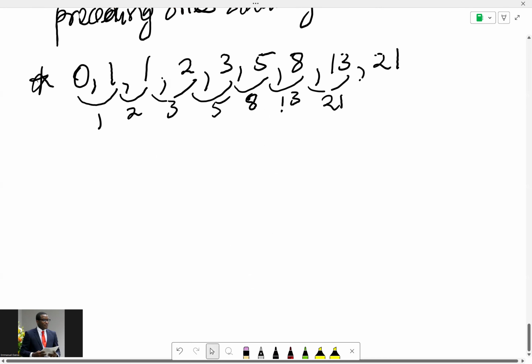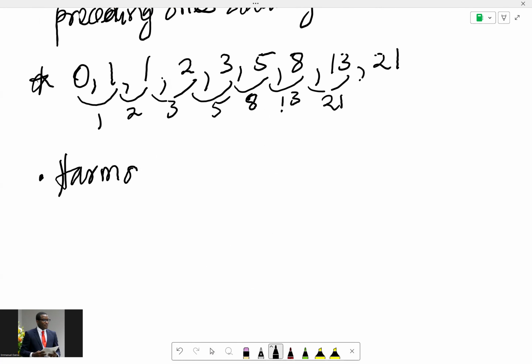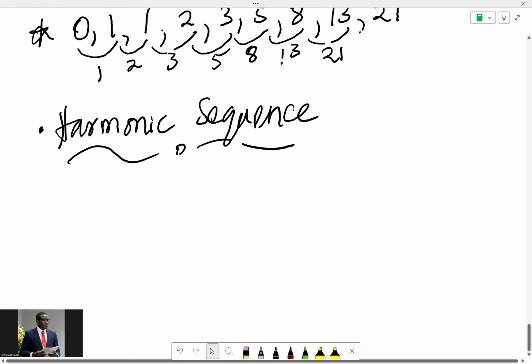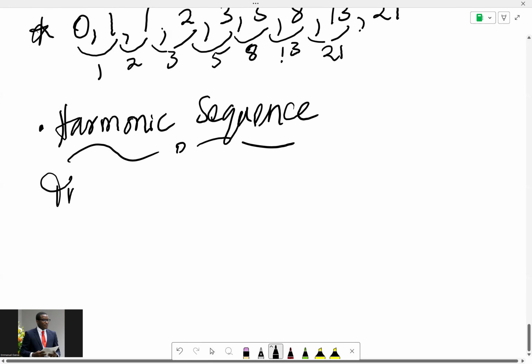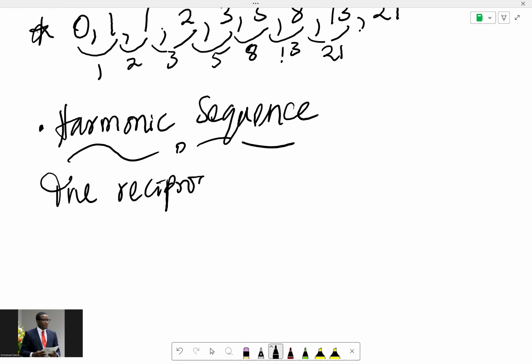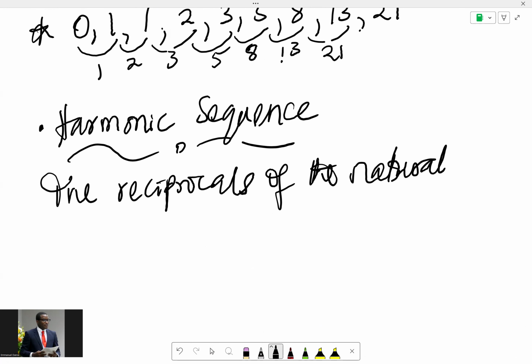So let's go on to another type of sequence called the harmonic sequence. For the harmonic sequence, the harmonic sequence is actually the reciprocals of the natural numbers. Interesting. The reciprocals of the natural numbers. That's the harmonic sequence. Okay.